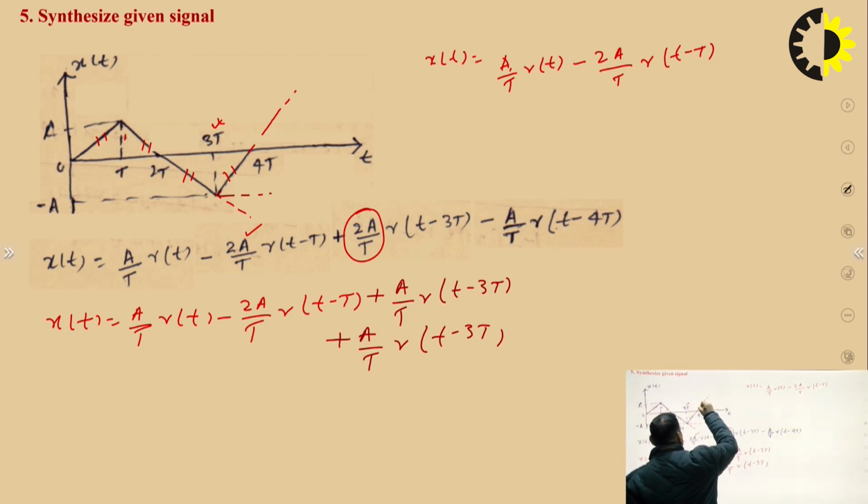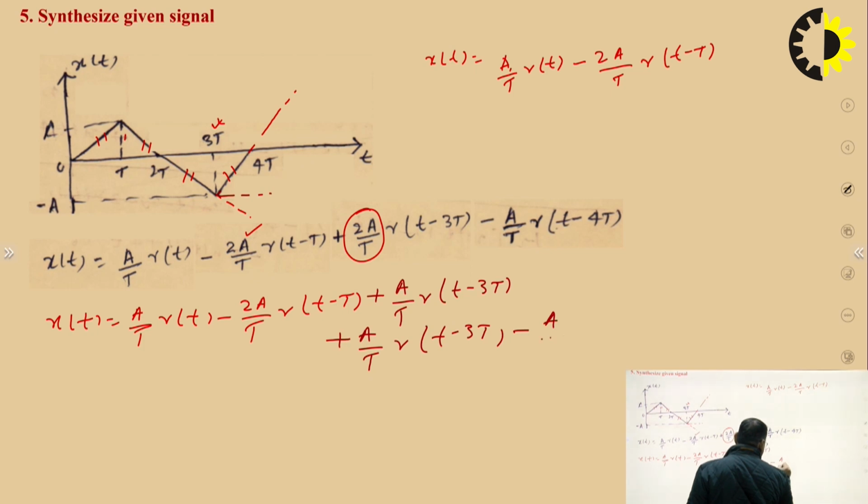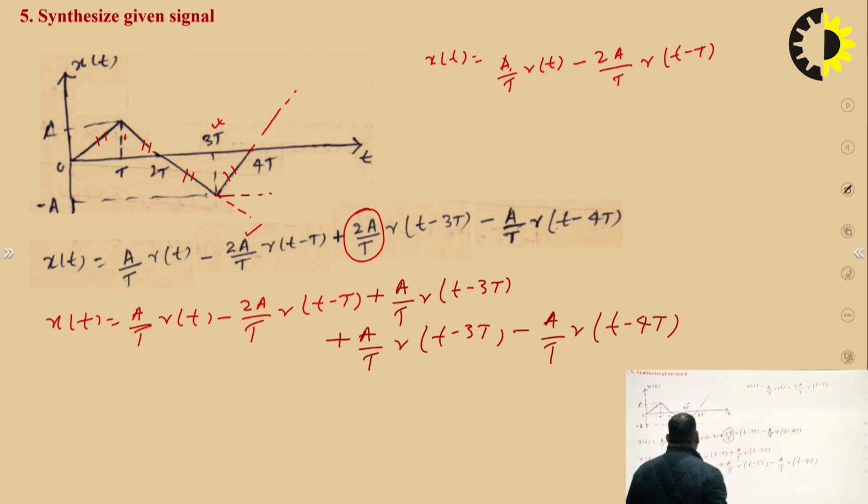So here what we have to do, at t is equal to 4t, we have to add a negative slope, so minus A by t r(t minus 4t). So for this we get this one and we get this one. Okay, so these two have been combined here, so basically same. So this way we can construct, and now we can take the Laplace transform.